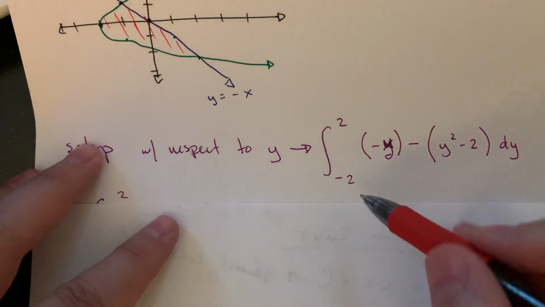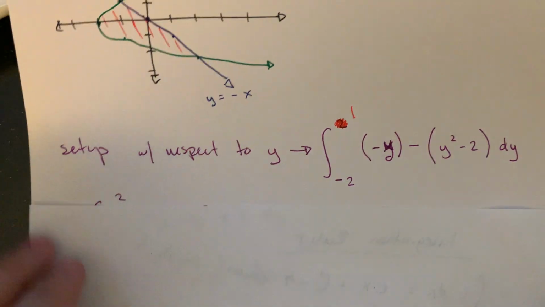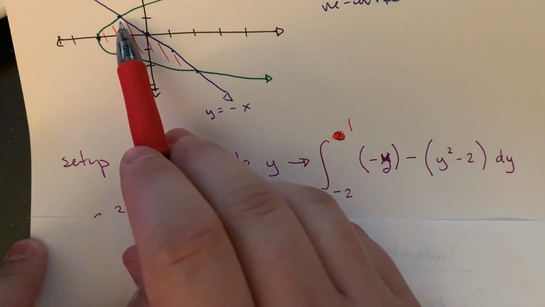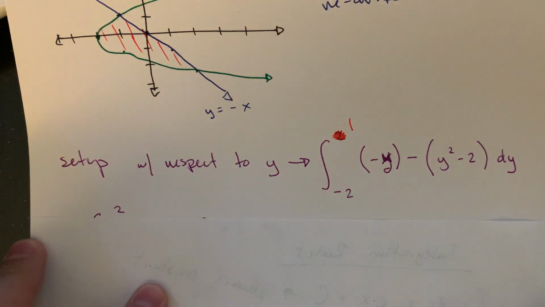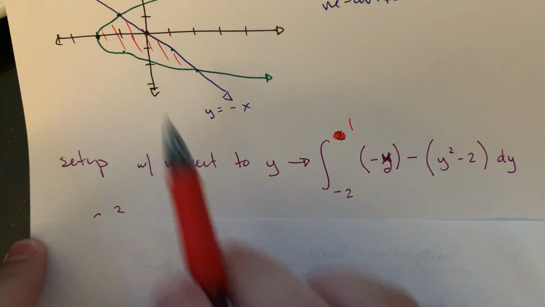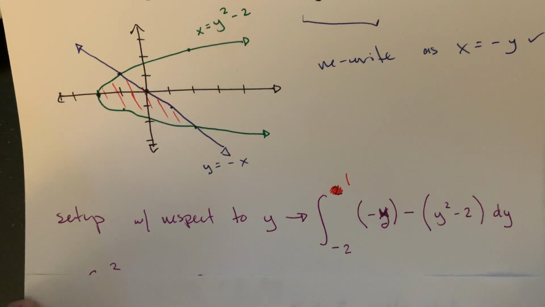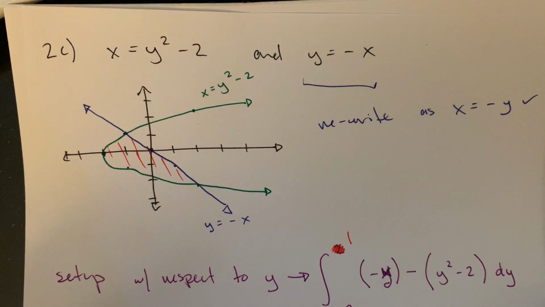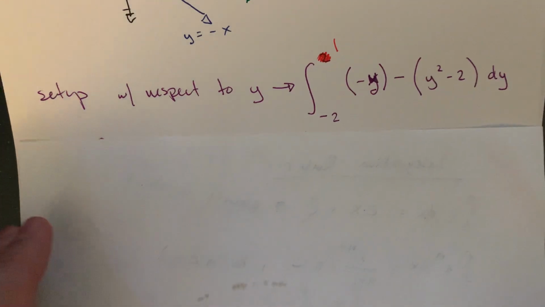So the integral here goes from -2, and the change is that the upper boundary should be a 1. The boundary there is y value 1 down to y value negative 2. The upper function, the function on top, was the linear function, so that's x equals negative y. The original was y is negative x, so if you solve that for x, it just means that x is negative y. You're just multiplying by negative 1 to flip where the negative lives.